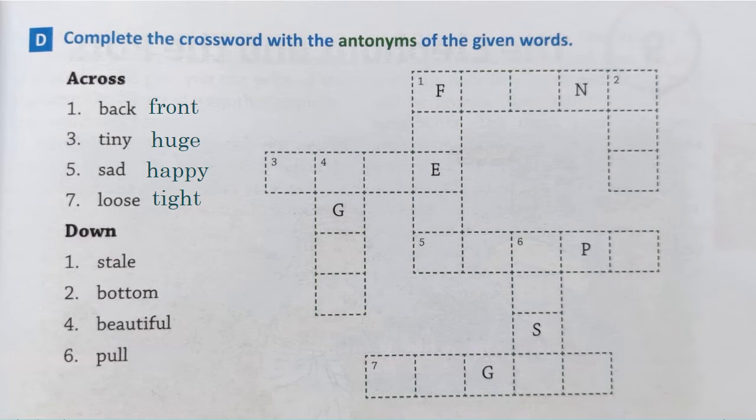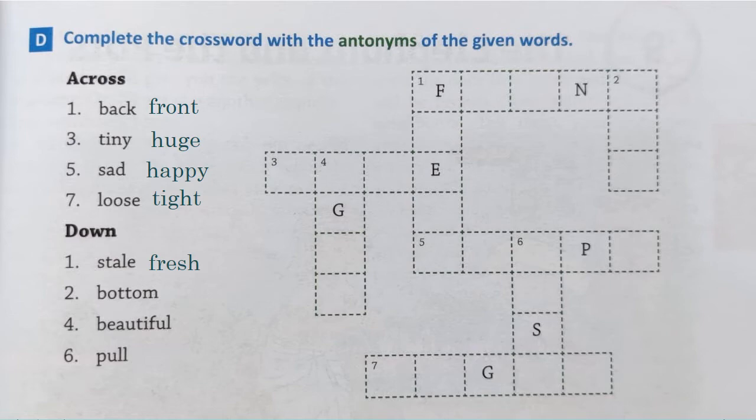The word stale means something which has become old. We usually use the word stale for food items. Anything which has become old and is unpleasant to eat. So what is the opposite of stale? Fresh.